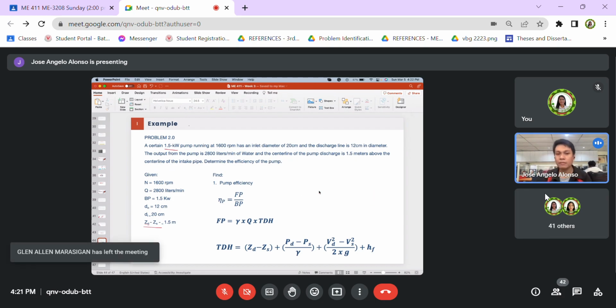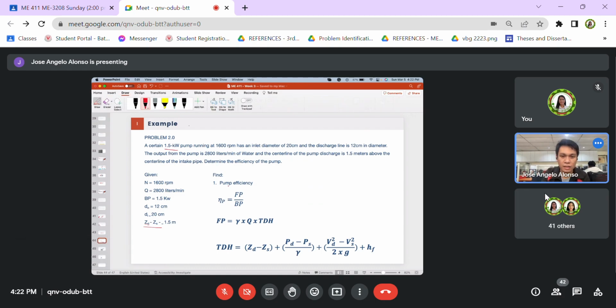Since ang hinahanap is pump efficiency, let's go back. So kung paano ba natin kukuha si pump efficiency? We can get the value for pump efficiency by dividing the fluid power into the brake power. Ito yung hinahanap natin, pump efficiency.